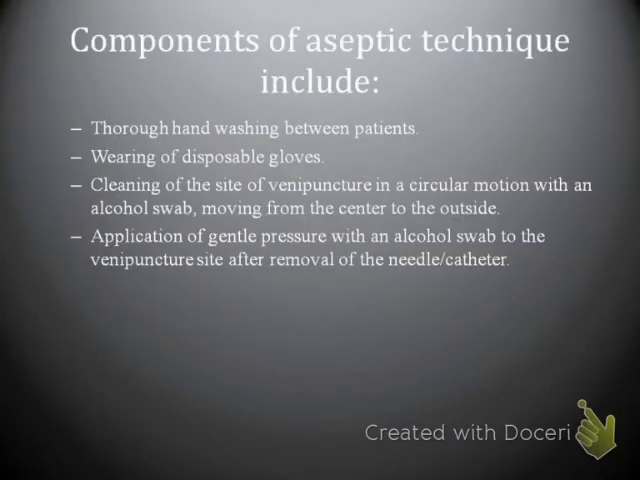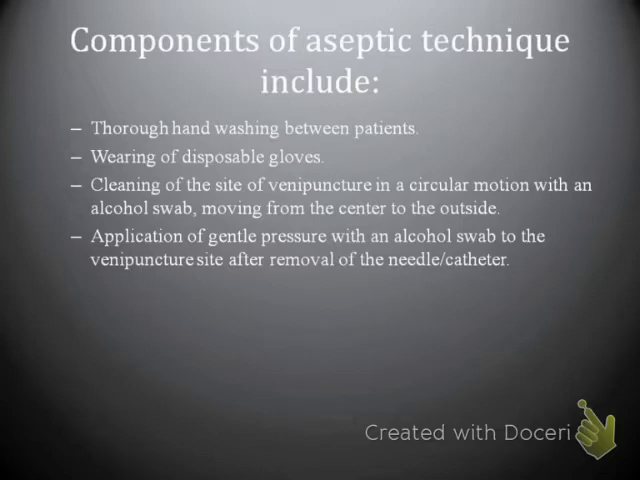So the components of aseptic technique include thorough hand washing between patients, wearing of disposable gloves, cleaning of the site of venipuncture in a circular motion with an alcohol swab, moving from the center to the outside. So you begin with the center and you move it outside. That's one of the most common mistakes in aseptic technique. People start from the outside and work in, but actually all you're doing is covering the area up with bacteria that potentially could exist. And so you take the bacteria away. I guess that would be the best analogy there.